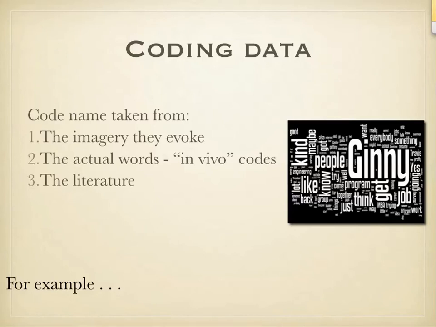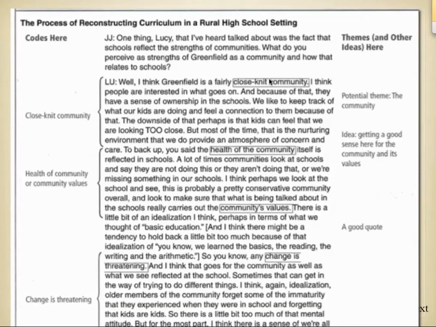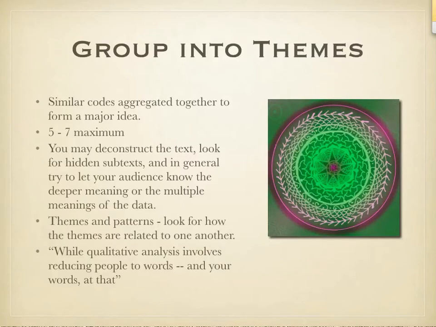Another one is called in vivo code, where you actually use the word that people use. And closed-knit community here becomes an in vivo kind of code. Health of community. Those are in vivo kinds of codes. And so what you will do from that, we'll give you an example of all that here in just a moment, is once you've constructed those codes, you start collapsing them and hopefully end up with 3 to 5 themes that explain all of it.